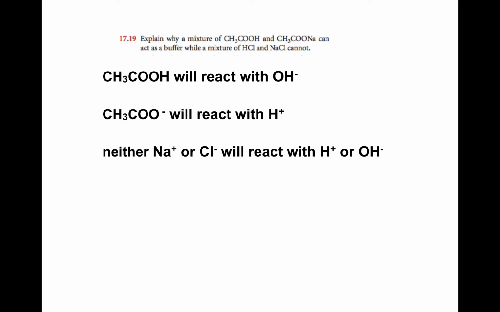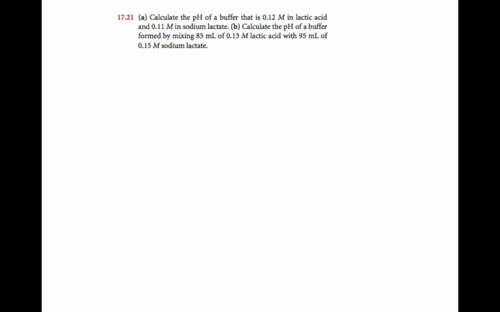Whereas with hydrochloric acid, the conjugate base, chloride ion, is a non-base. It can't take an H. And sodium ion is just the cation that accompanies the hydroxide, so it has no hydrolytic value. So if you're going to make a buffer, you have to make it out of a weak acid and its conjugate base.